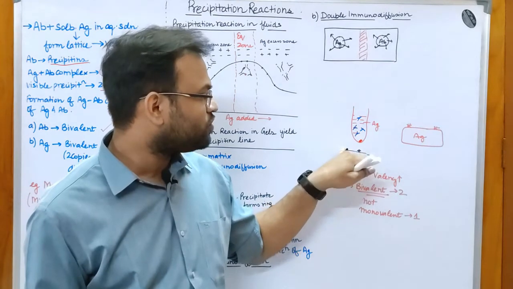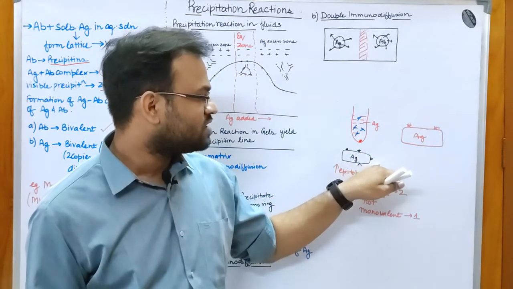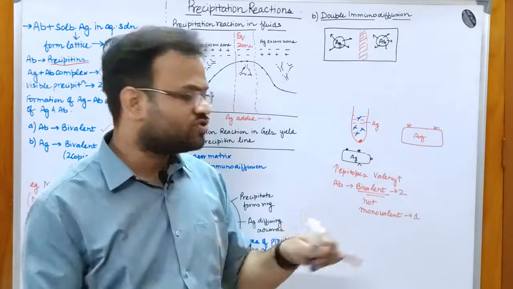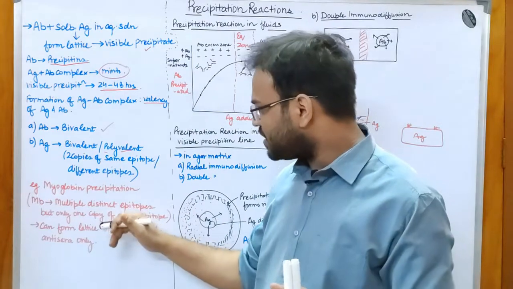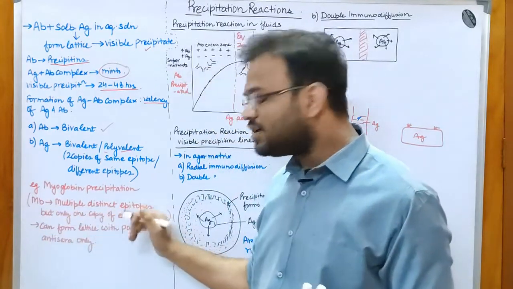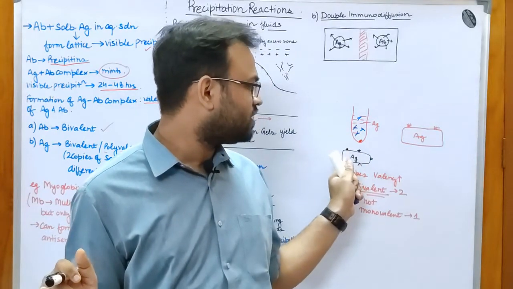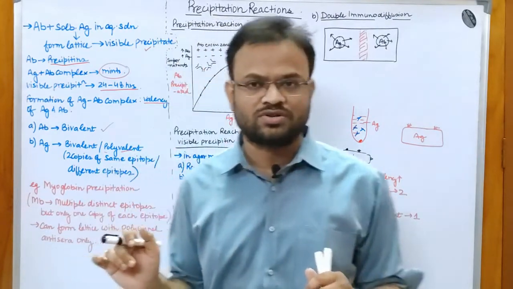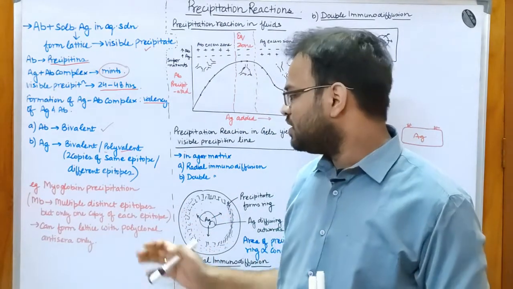So this is one epitope. You can see the structures as circular, asterisk, triangle, and half-moon shaped. All of them are different in structure. But only one copy of each epitope is present. You cannot see another circle over here or another asterisk over here. So this is the important, salient feature of myoglobin.